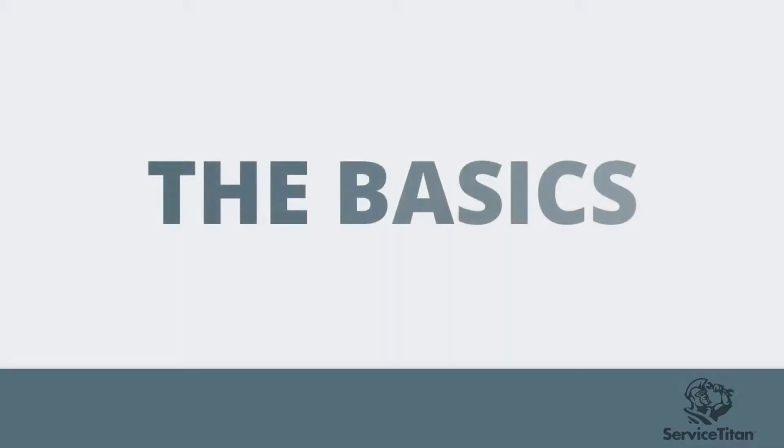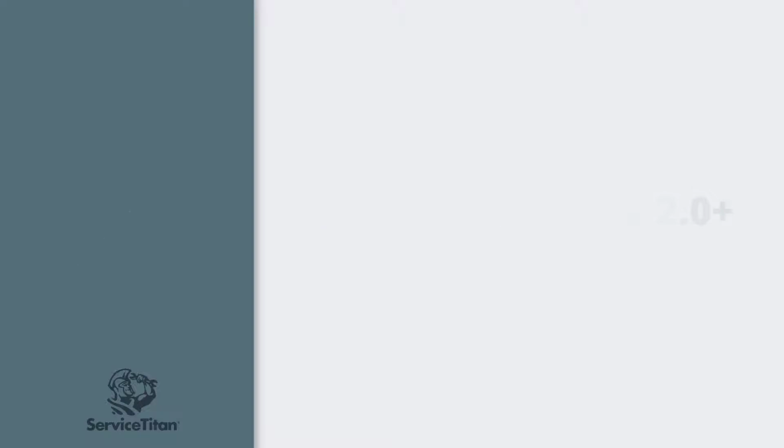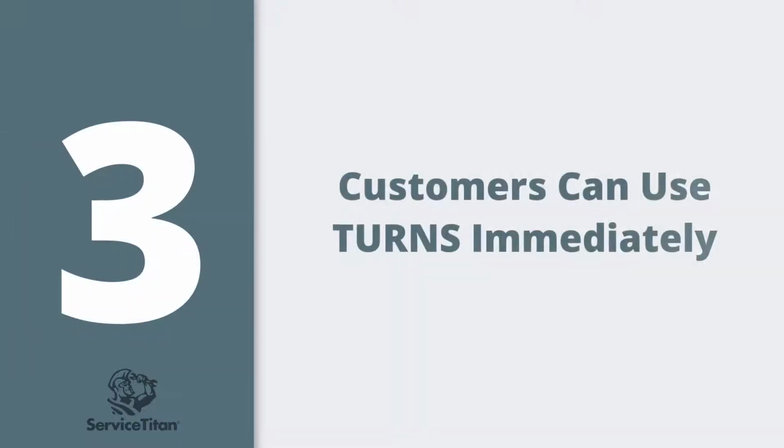Before we get started, there is some basic information you should be aware of. First, Turns Financing is available only through the Mobile 2.0 app. Make sure you are at least on version 2.0. Second, customers will get a loan decision within seconds, but you must have an internet connection on the mobile device enabled for this to work. Finally, once the customer is approved, they can use the Turns card immediately. So let's get started.